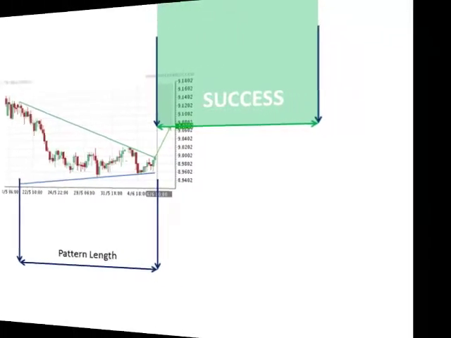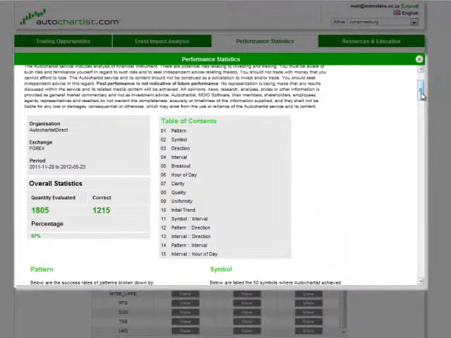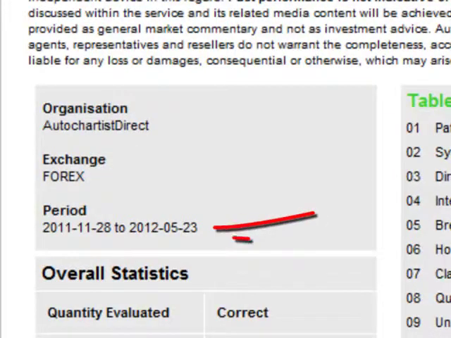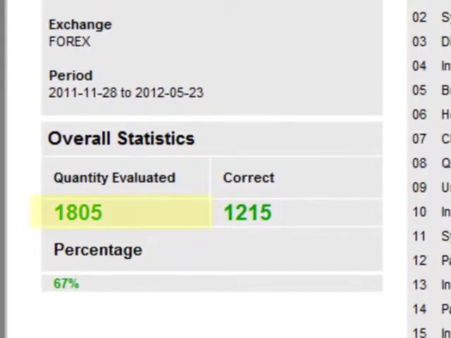So the report contains some basic information in case you want to print it out for your own records, so you'll know what you're looking at. This particular report is for Forex for the period 28 November till 23rd of May. That's the past 6 months. And the organization field is just a reference to your broker through whom you have access to Autochartist. The big green numbers are the total number of patterns that were evaluated and the number of patterns that were successful. And that is expressed below as a percentage.